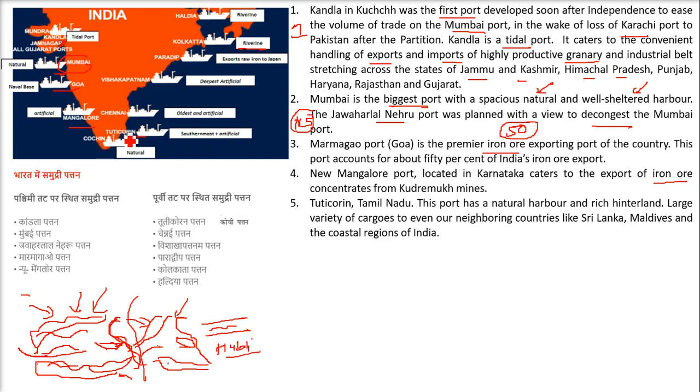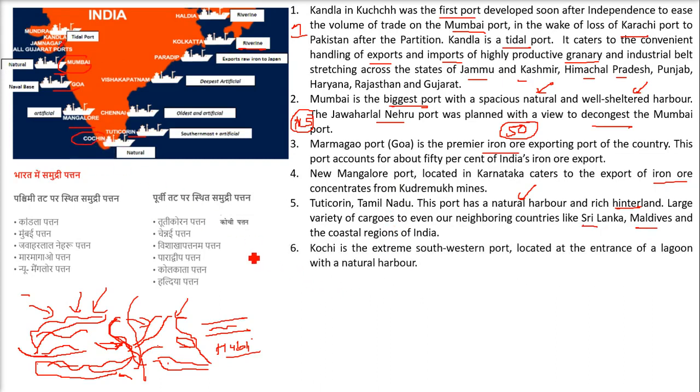Then we come to Tuticorin. We'll come to Cochin just now, but we have to talk about Tuticorin. This is in Tamil Nadu. It's a natural harbor. Please understand, Tuticorin, Tamil Nadu is a natural harbor. It has a rich hinterland, and a variety of cargoes goes from here to different neighboring countries like Sri Lanka, Maldives, and coastal regions of India. Then coming to Kochi, it's on a lagoon. That is, it's in the extreme southwest. So it is a southwest port located at the entrance of a lagoon. That is why it's a natural harbor. Lagoon is like this. This is a place we call a lagoon. So it's a very special part of land and sea.